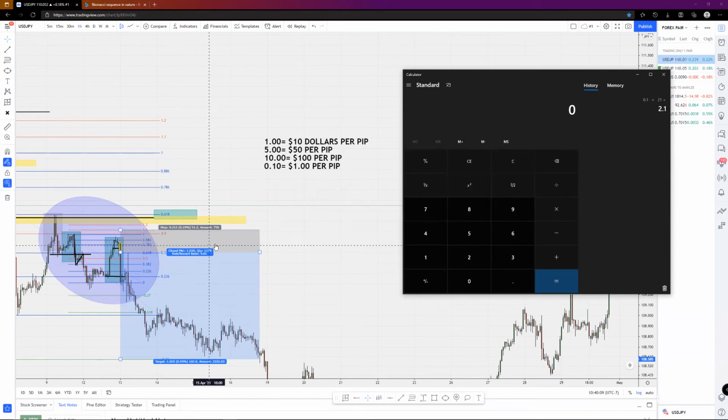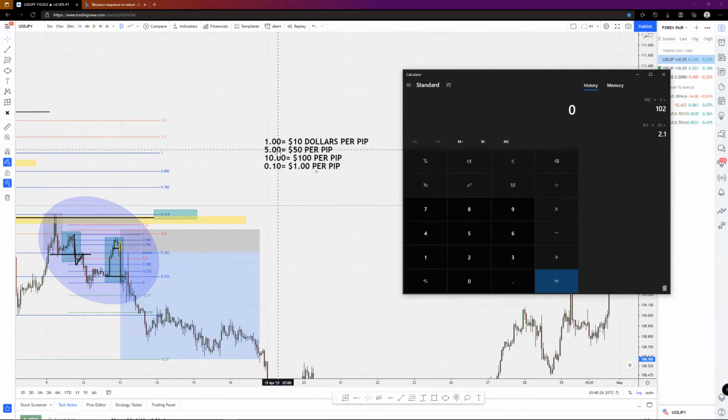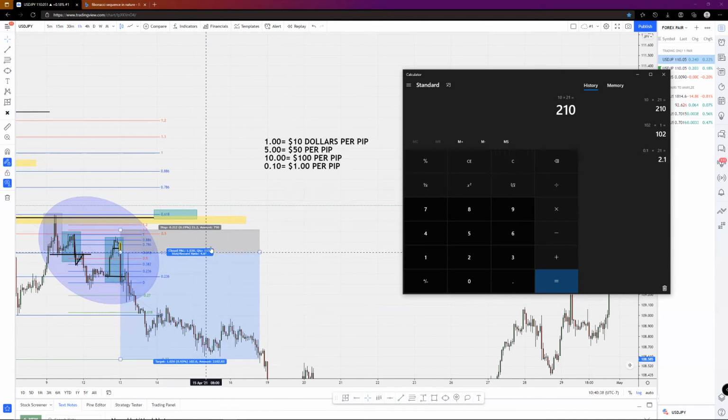But what are you willing to gain? 102 times $1, $102, while only risking 21. So you're risking $21 to make $102. Sounds just about right. Okay, what about you getting more advanced? Standard lot, which is $10 per pip. You'd be risking $10 times 21, so you'd be risking $210.